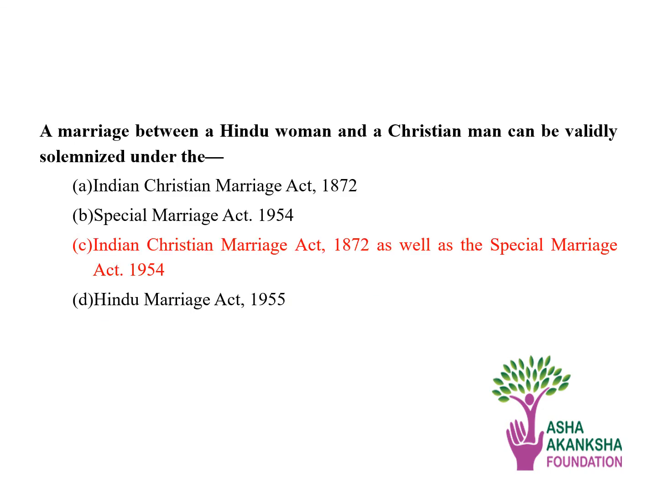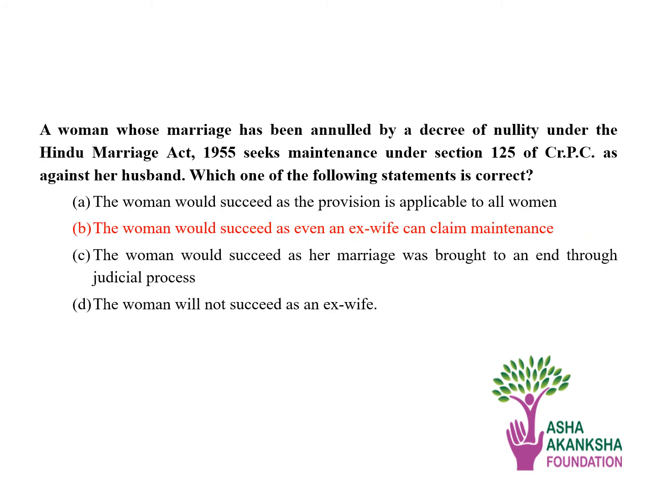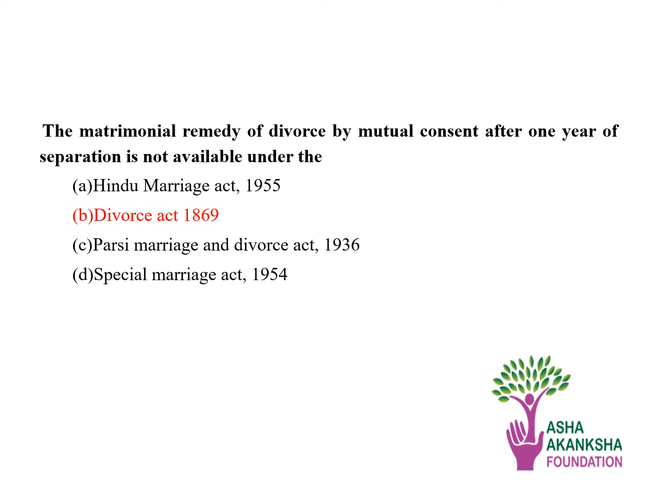Next question. A marriage between a Hindu woman and a Christian man can be validly solemnized under, the correct answer is Indian Christian Marriage Act 1872 as well as the Special Marriage Act 1954. Next question. A woman whose marriage has been annulled by a decree of nullity under the Hindu Marriage Act 1955 seeks maintenance under Section 125 of CrPC against her husband. Which one of the following statements is correct? The correct statement is B, that is, the woman would succeed, as even an ex-wife can claim maintenance. Next question.